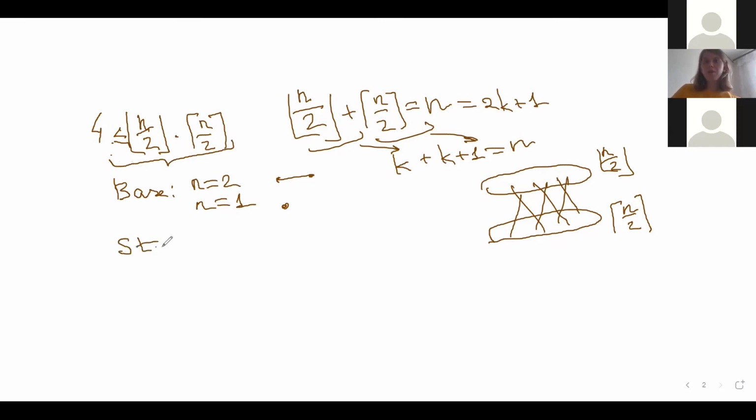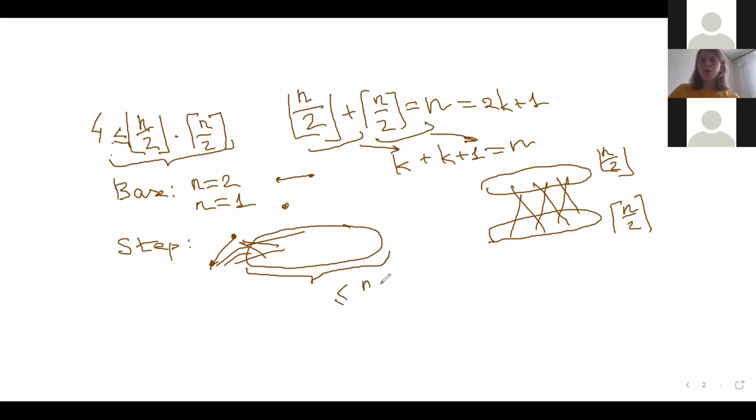Now let's do the step. For the step, let us find some edge with two vertices. And let's look at this edge and at all the other components of the graph we have. Here might also be some edges. So by the assumption of induction, in this part we have at most this amount of edges. And we have the induction from n minus 2 to n. We follow this step.